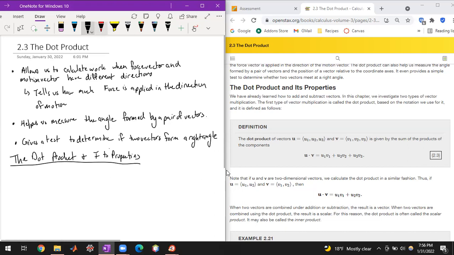Here's our first definition of the section. So the dot product of vectors u, which has components u1, u2, u3, and vector v, which has components v1, v2, v3, is given by the sum of the products of the components.